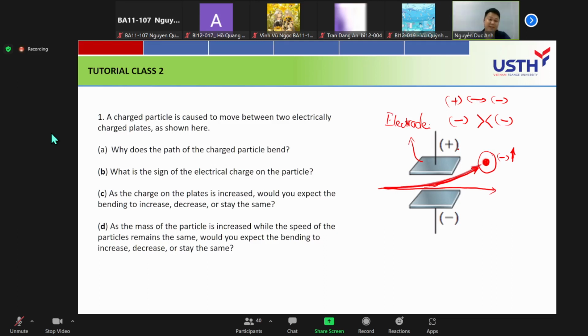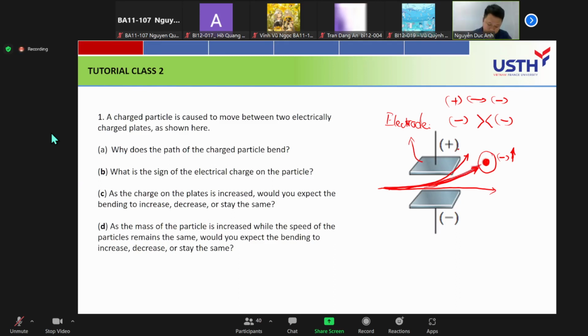Of course, when you increase the negative charge, the attraction force between the positive and negative will increase, right? We call this one Coulomb force. So by that way, normally the force increase will let the particles bend more. Okay.